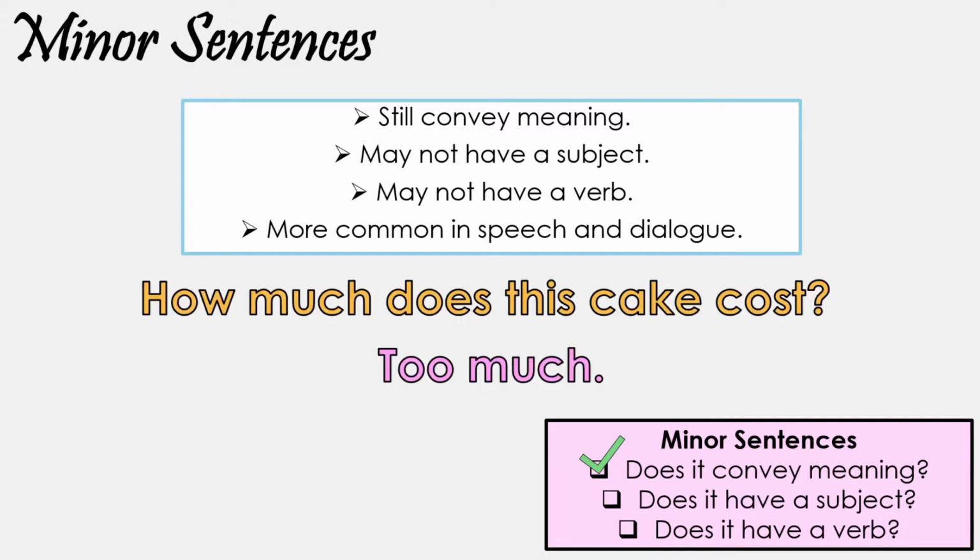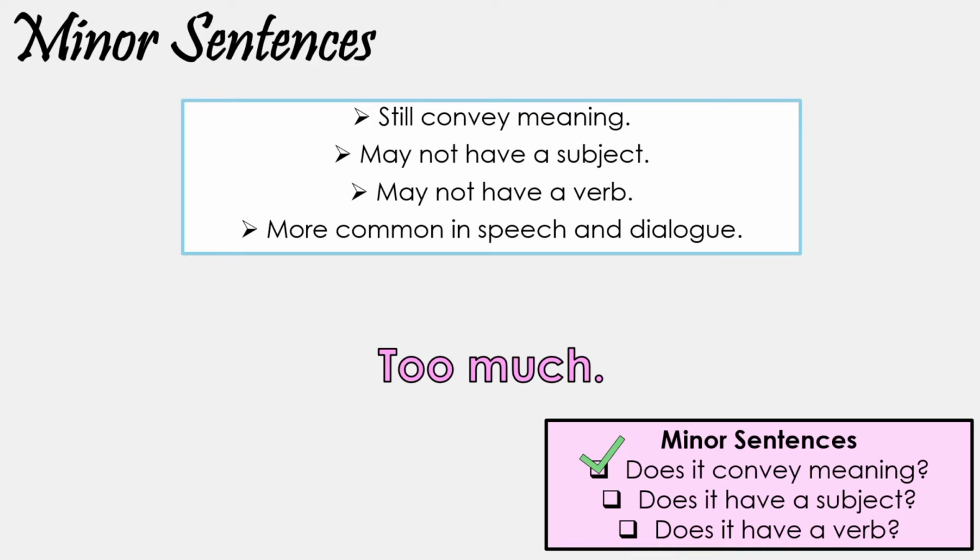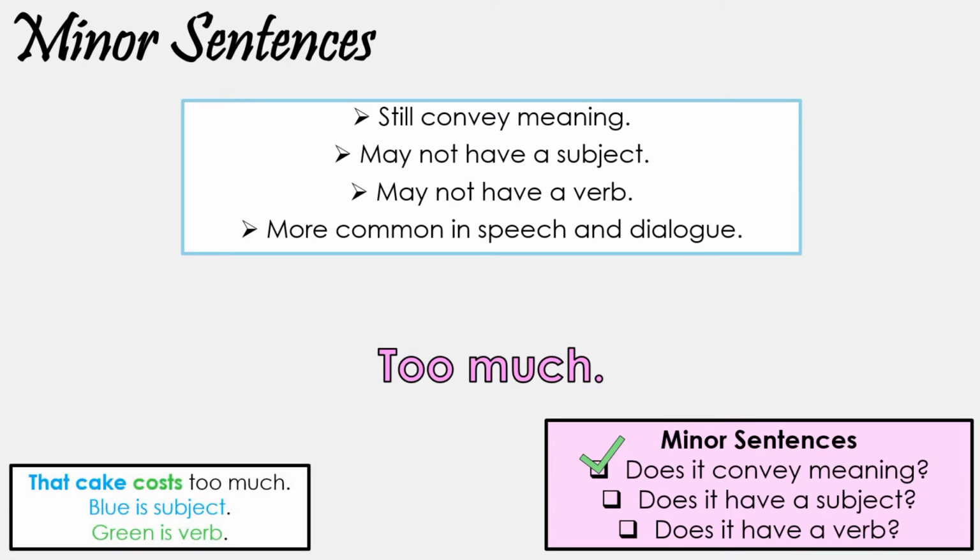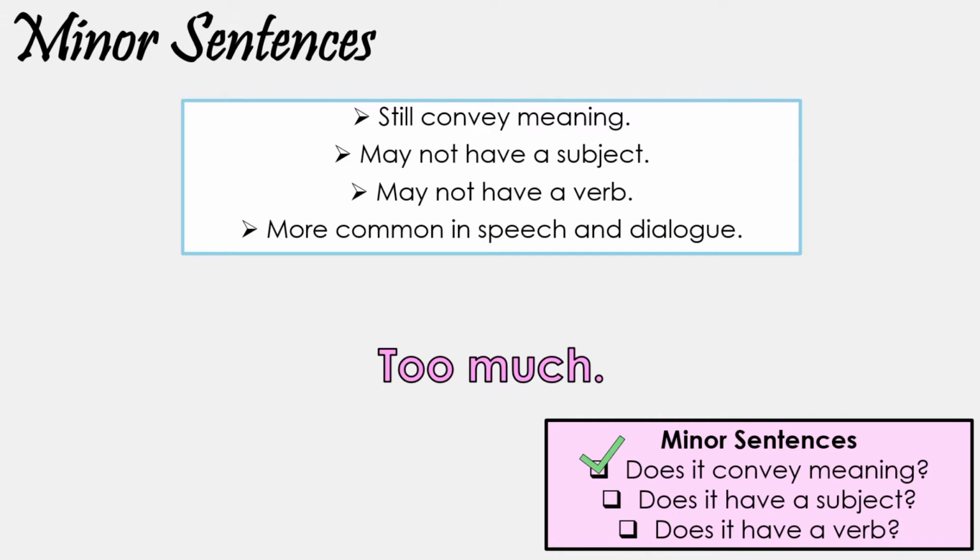How much does this cake cost? Too much. Here the sentence too much is a minor sentence. If it read, that cake costs too much, it would have a subject and a verb and would be a main clause. But it doesn't. It misses out both the subject and the verb. They're just implied. So too much is a minor sentence.